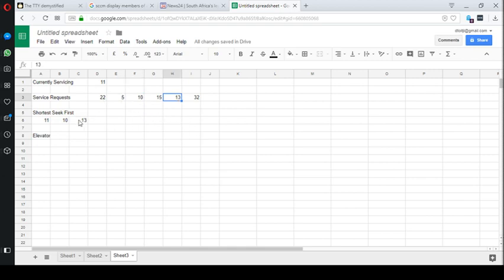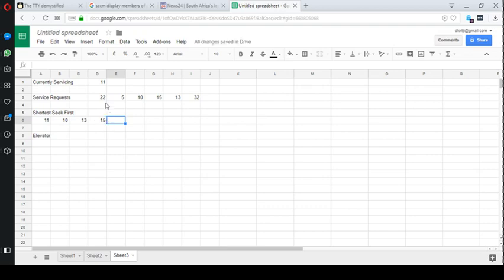So let's have a look. We're now at 13. What is the next cylinder that we are going to service? Well, we've got options 22, 5, 15, and 32. There's a 9 difference between 13 and 22. There's a 2 difference between 13 and 15. So I think we're going to have to go for 15. So 15 is the next one.